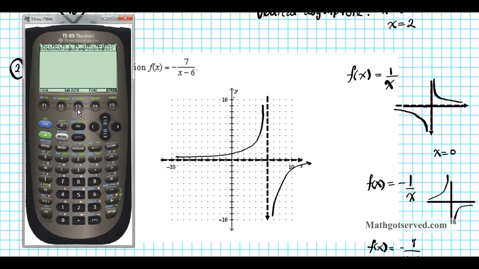Diamond F3 is the graphing for TI-89 Titanium. Let's see. And then over there. All right, you can see that at 1, 2, 3, 4, 5, 6, we have a vertical asymptote. So this shows that our answer is right.